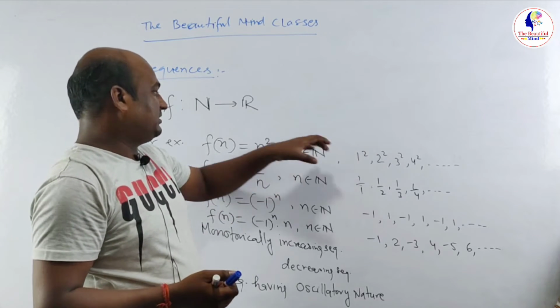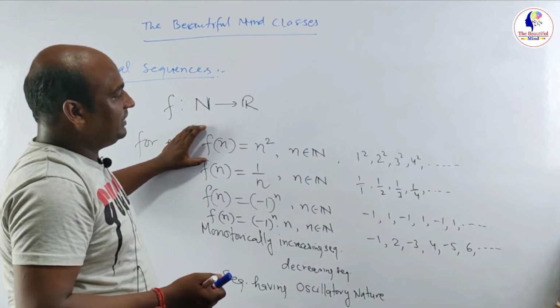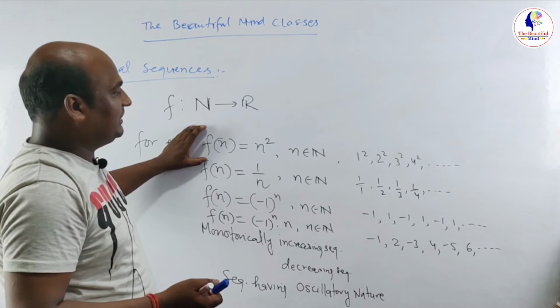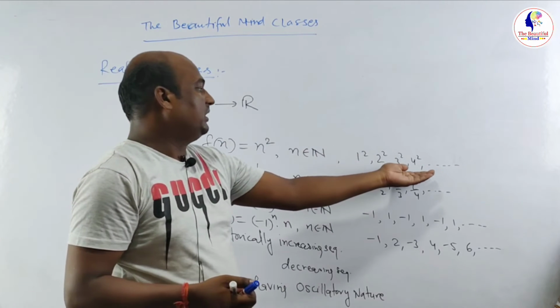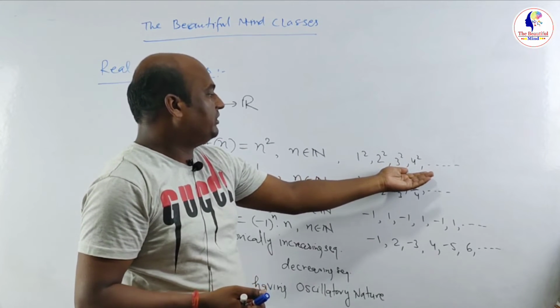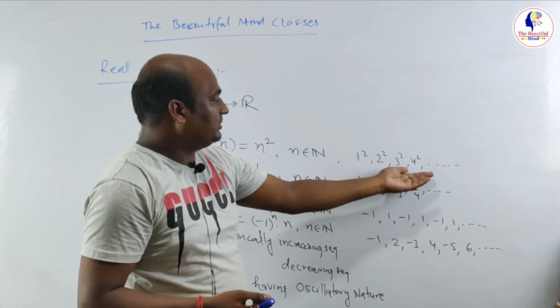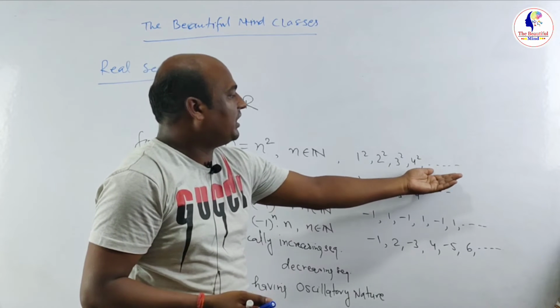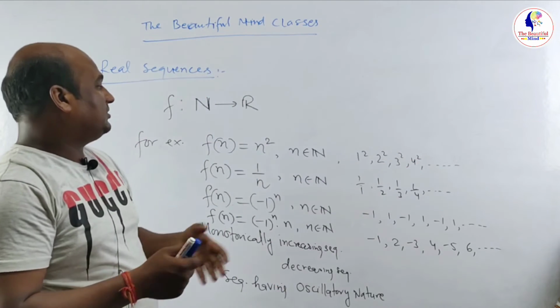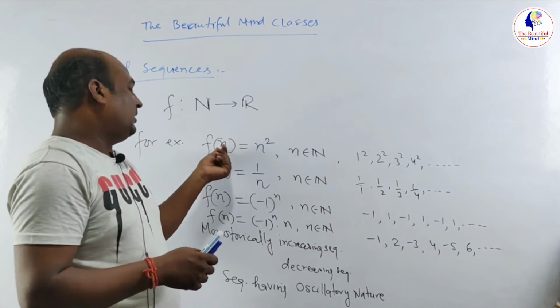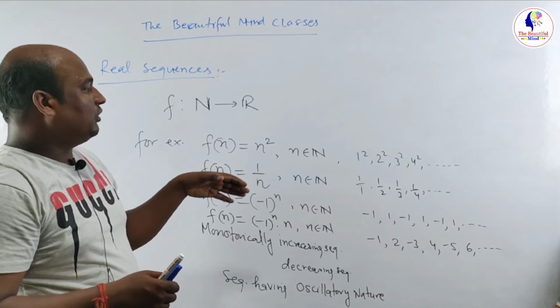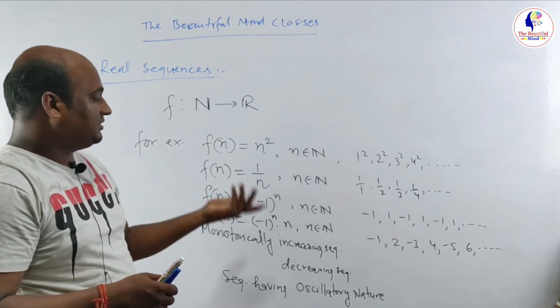One is called a divergent sequence, of diverging nature, monotonically increasing but unbounded. It has no bound, because 4 square, 5 square, 6 square. So as the input is growing, the value of the sequence is growing.